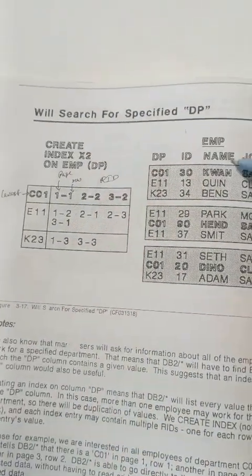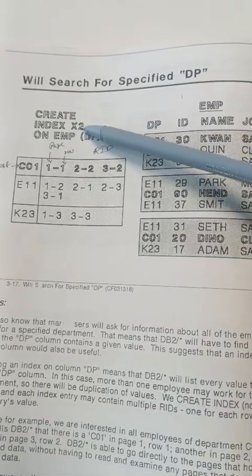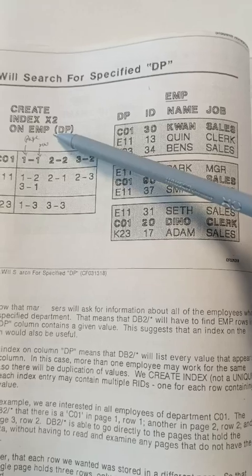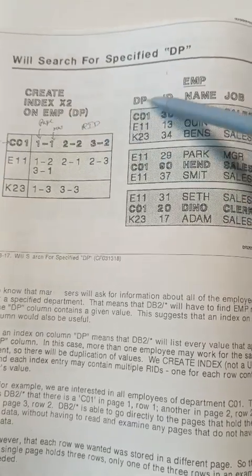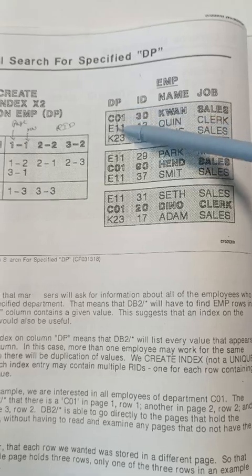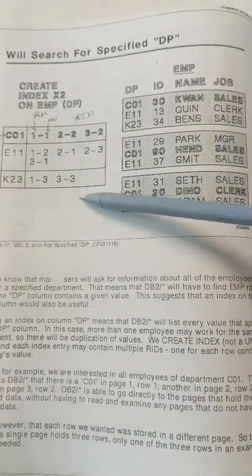Similar to that, we specify for one of the columns: create index, index name, and table, meaning which table you are going to create the index on, for example the DP column. This column contains duplicate values, so how do we create an index on duplicate values?